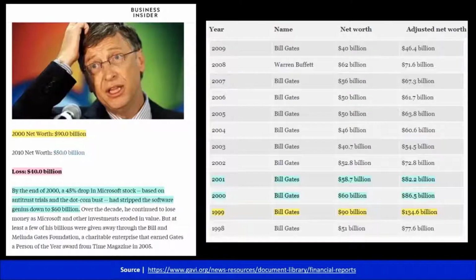So here's what happened. Let's take a look. 1998, the bottom of this chart, we can see Bill Gates is worth $51 billion net worth, adjusted net worth 77.6. Then in 1999, this is when he lost it all. It was Bill Gates at 90 billion, so he went up by 40 billion because of Microsoft, and then $134.6 billion. So if we take a look at the Business Insider on the left-hand side there, in 2000, his net worth was still 90 billion. This must have been just before this was recalculated on the other side here.